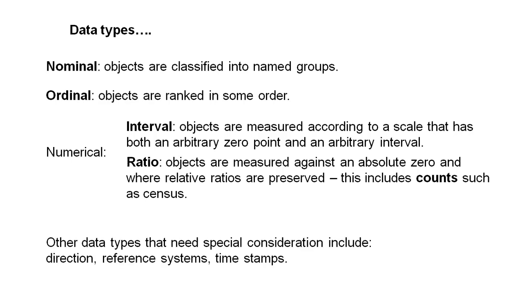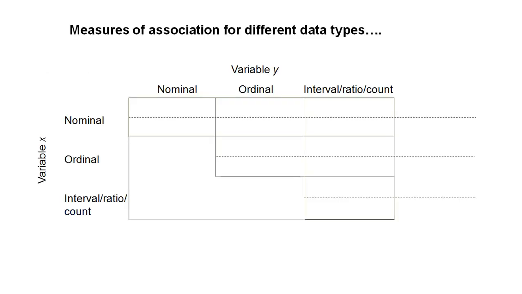Other data types needing special consideration, but not used in this video, are direction, where the measurement is circular, reference systems, for example map coordinates, and timestamps, date and time, which can be treated as linear or circular. When analyzing data, we often deal with variables being a range of data types. Thus, for a correlation r(X, Y), variables X and Y may be the same or different data types, and depending on the combination of data types, different methods need to be used.